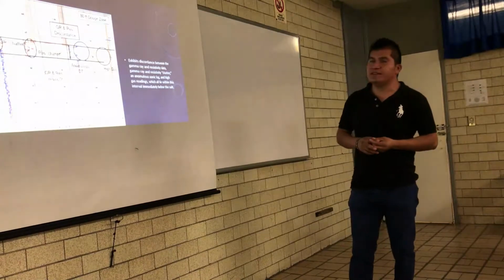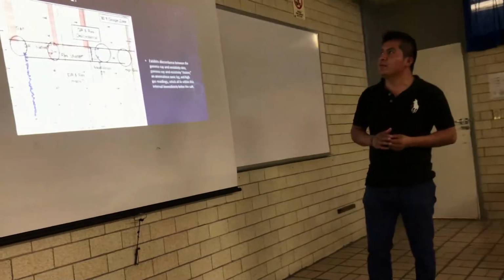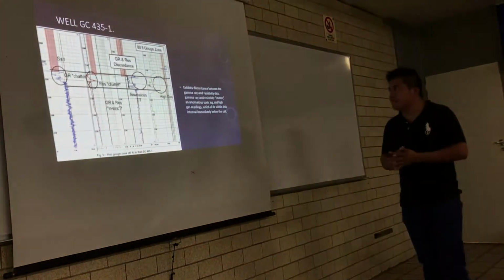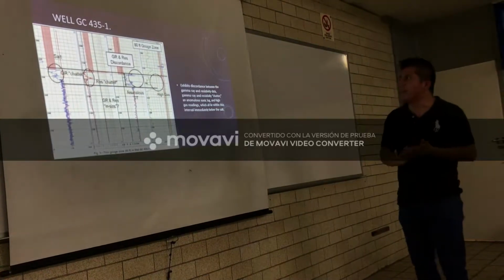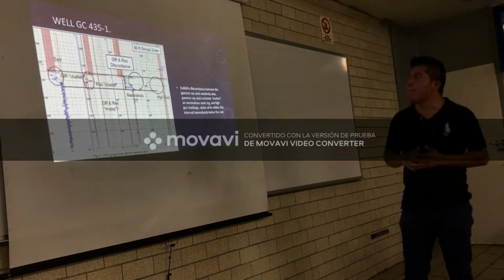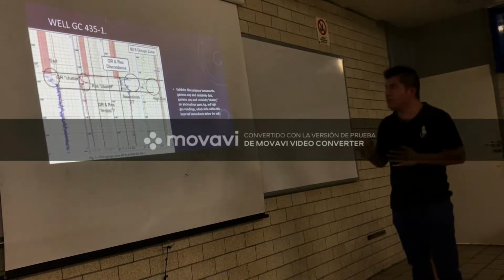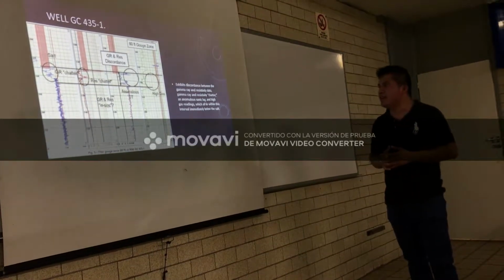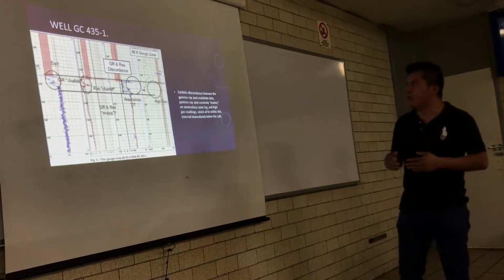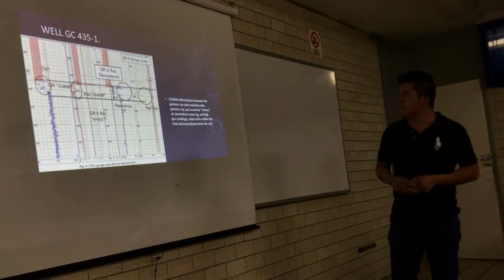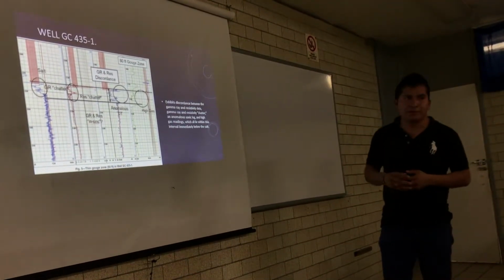This is the well GC that exhibits discordance between the gamma ray and resistivity data. Gamma ray and resistivity chatter, anomalous sonic log and high gas readings all lie within this interval immediately below the salt.